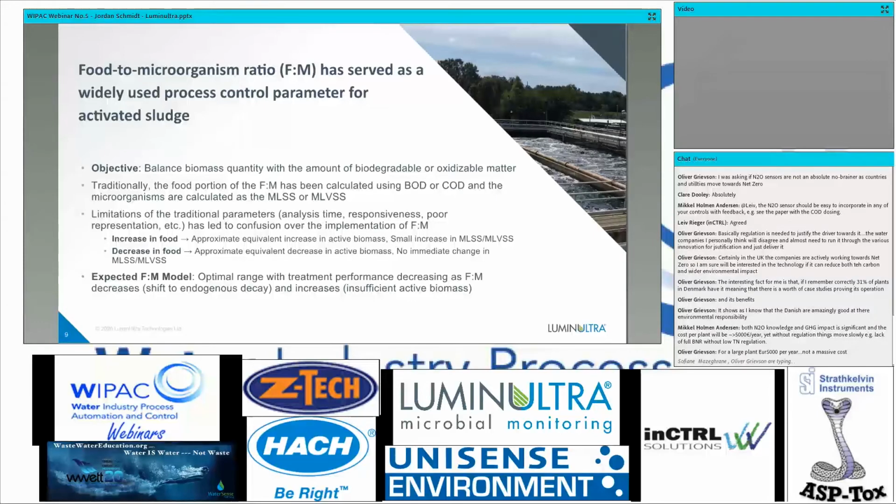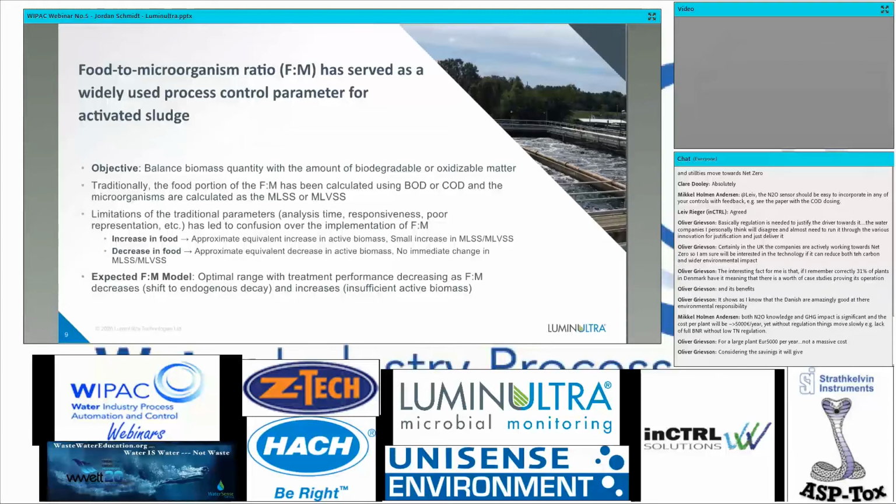Looking at those two examples below, with an increase in food, I would expect an approximately equivalent increase in active biomass, but because that active biomass makes up such a small fraction of the solids, you're not going to see much of an increase there. So the F to M is not going to change as much. With a decrease in food, again an equivalent decrease in the active biomass, but there would likely be no immediate change in the MLSS or MLVSS, as a starved organism has the same mass as an actively growing one, but much less ATP.